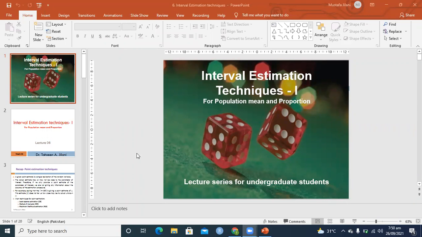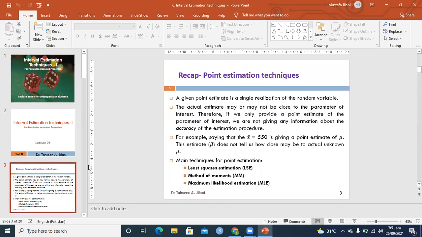This is our lesson on interval estimation techniques, and we will do estimation for population mean and population proportion. We have studied previously in our last lesson what is sampling distribution, what is central sampling distribution for sample mean, and we also saw what is point estimator, and then we also had a hint about what is interval estimation. So we have a recap about point estimation first, and then we will go towards interval estimation techniques.